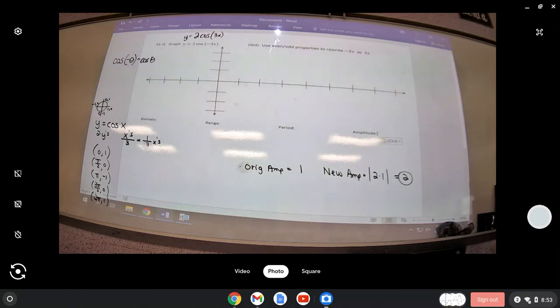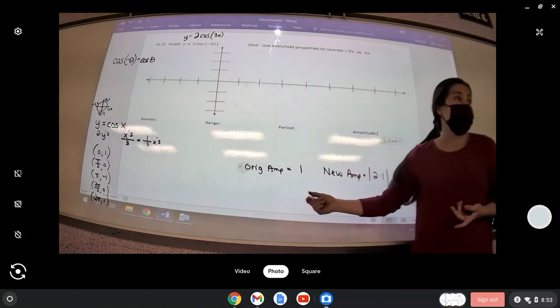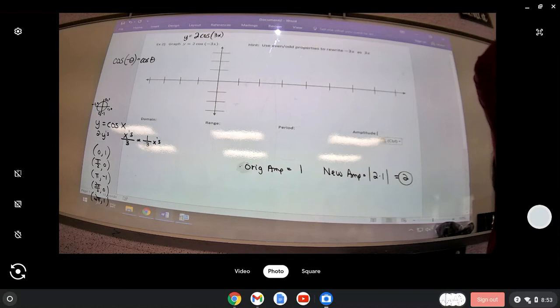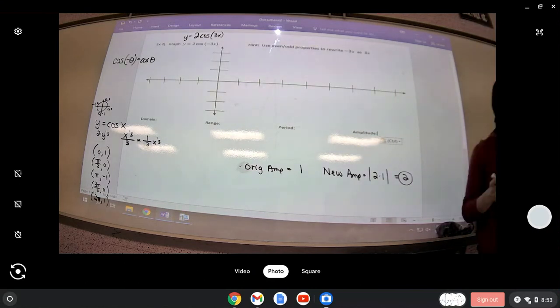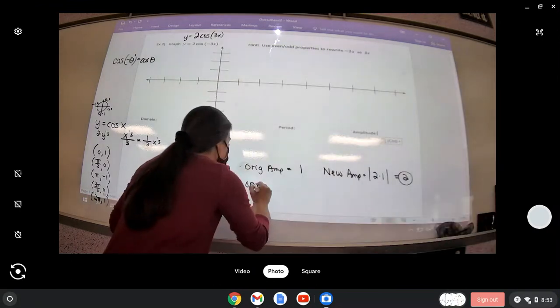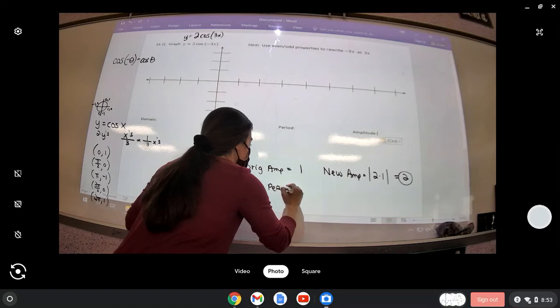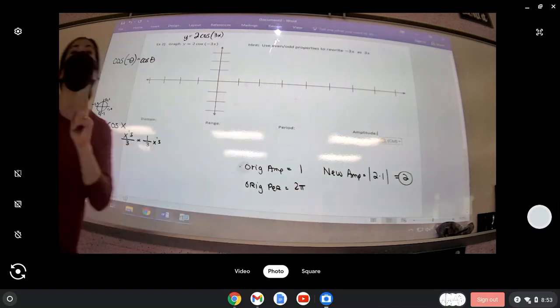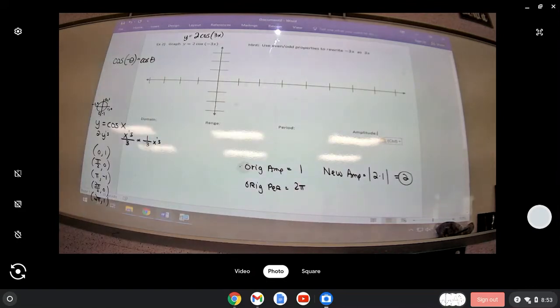Is the amplitude always going to be 1? The original amp is always 1. That's the original amp on cosine. It went 1 up and 1 down. And it's the same for sine. And the period is always 2 pi originally. All right. The original period is 2 pi. But what's the new period going to be?